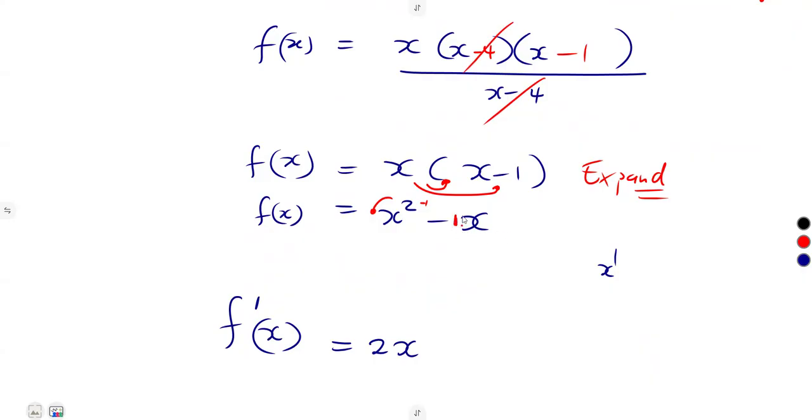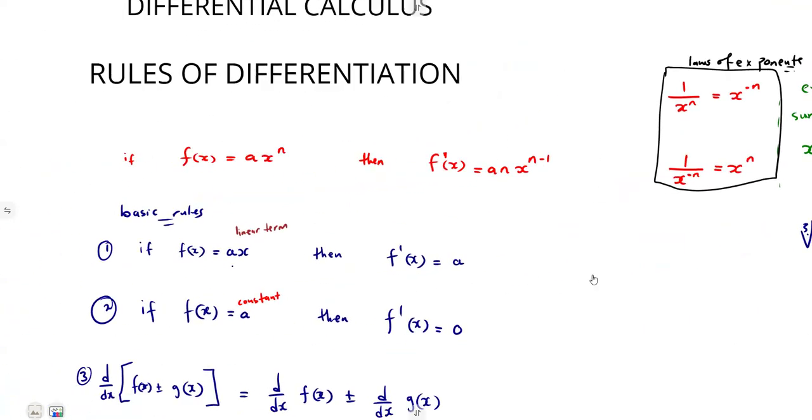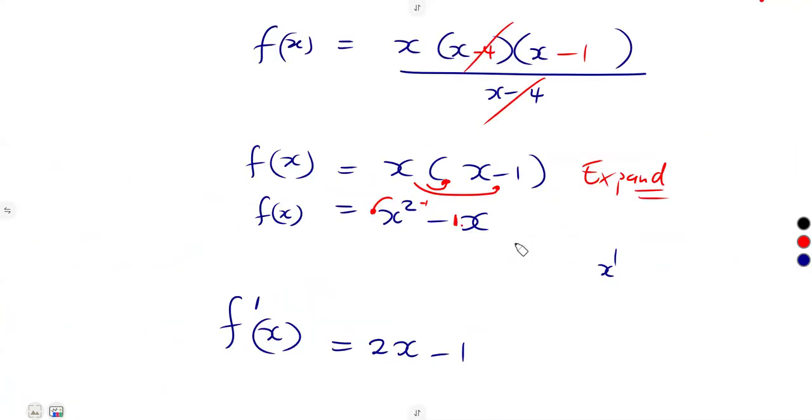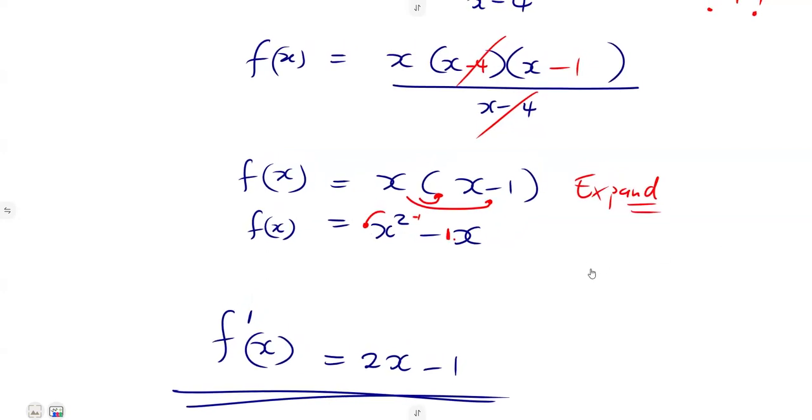The derivative of minus x, this is the same as minus 1x. So the coefficient of x is negative 1. So remember, for a linear term, you take the coefficient of x. The derivative of ax, a linear term, is a, the coefficient of x. So in our case, it was negative x, negative 1x. So the coefficient is negative 1. So this is your final answer, as you have got the derivative. This is your derivative with respect to x.